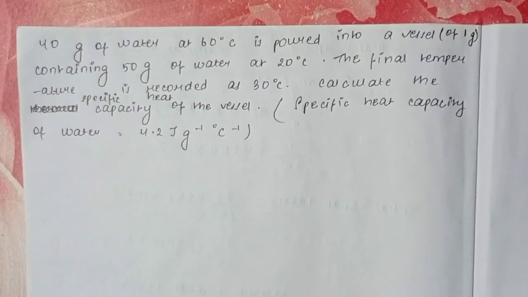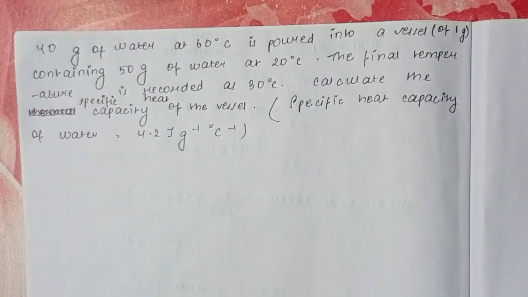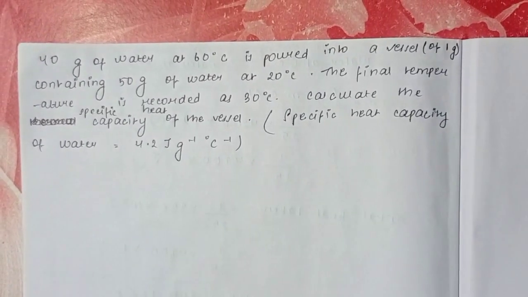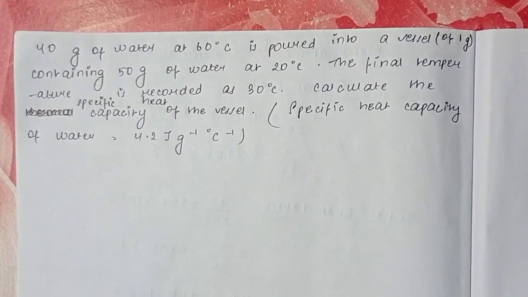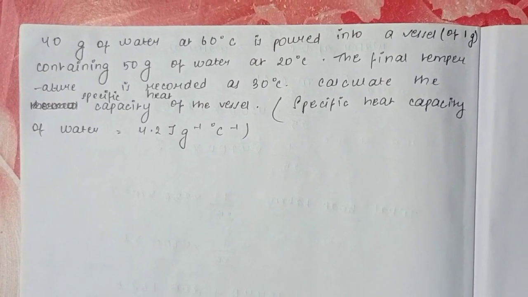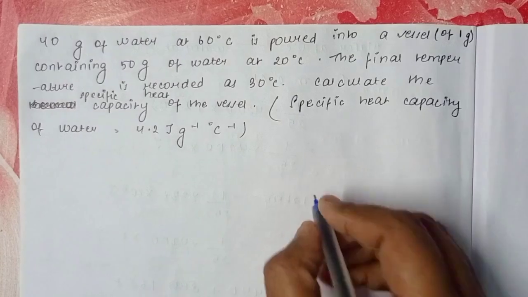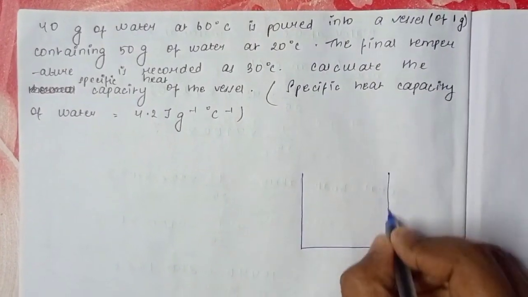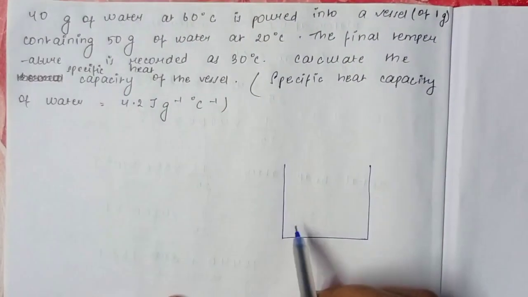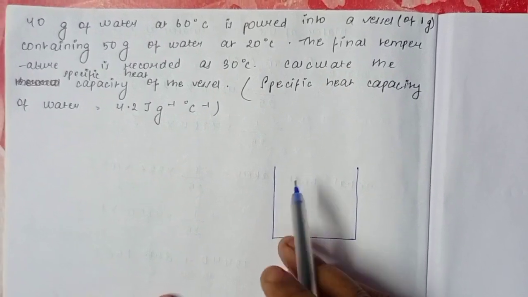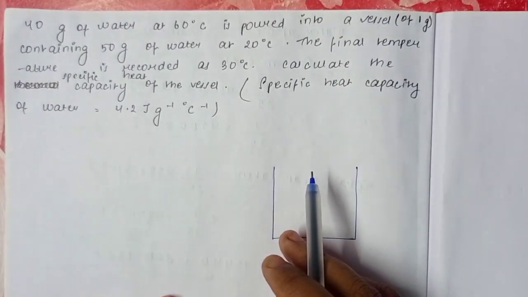Our last question is, let us say 40 gram of water at 60 degrees Celsius is poured into a vessel. The vessel has a mass of 1 gram containing 50 gram of water at 20 degrees Celsius. The final temperature is recorded as 30 degrees Celsius. So what happens? We have a vessel. In this case, the vessel has a mass. That means we have to consider the energy which is taken by the vessel also.